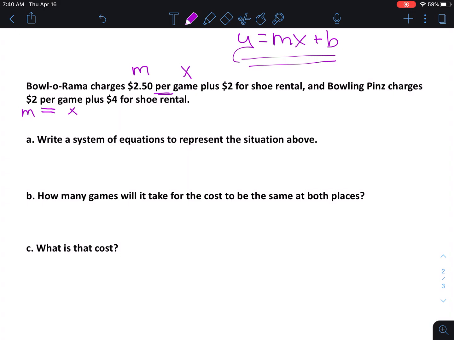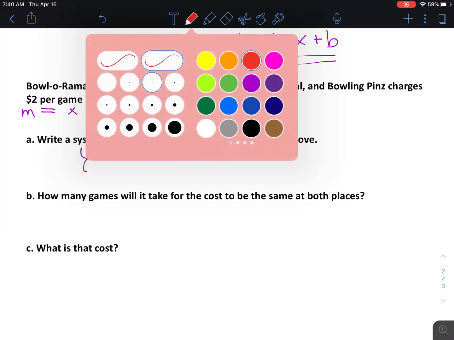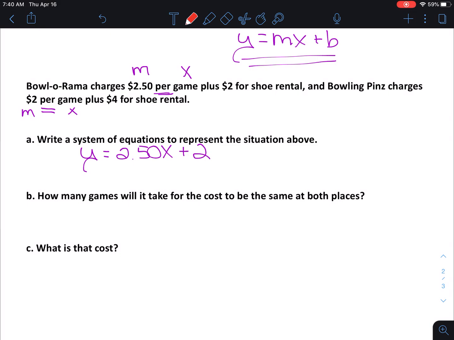So let's do Bowl-O-Rama first. Bowl-O-Rama charges $2.50 per game plus $2 for a shoe rental. Okay, so that's our first one. Let's do our other one here. Bowling Pins says $2 per game plus $4 for a shoe rental. So y equals 2x plus $4 for a shoe rental.